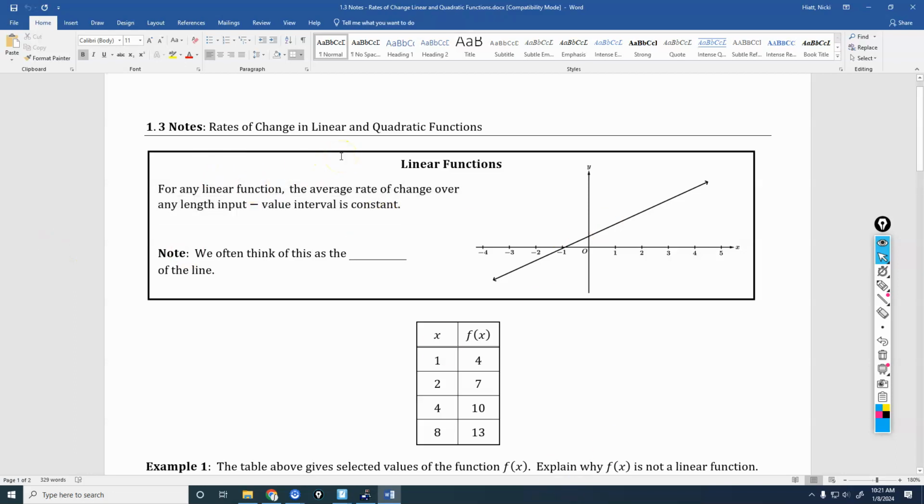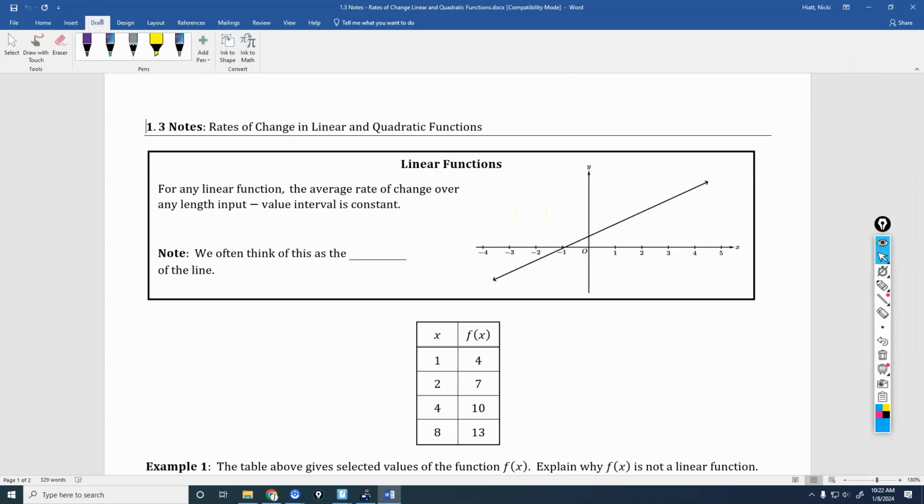So we're going to talk about rates of change specifically in linear and quadratic functions. So linear, I definitely already knew this. For any linear function, the average rate of change over any length input value interval is constant. So your rate of change for a straight line is constant. It does not change anywhere on that line, no matter whether you're looking at average rate of change from 0 to 1, or 2 to 7, or -10 to -5,000, or I guess the other way, -5,000 to -10. The slope's always the same.